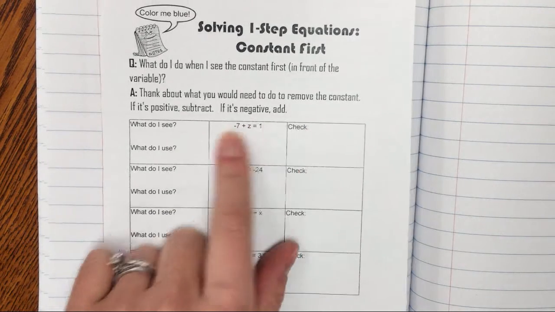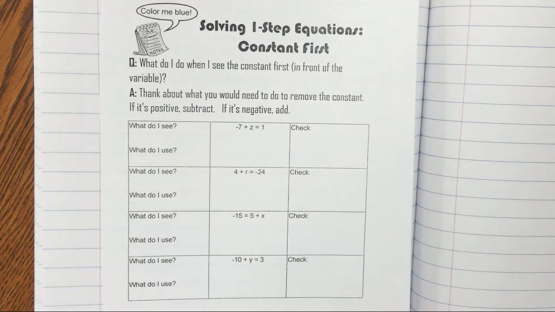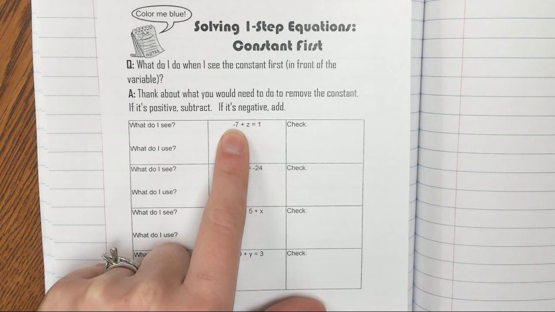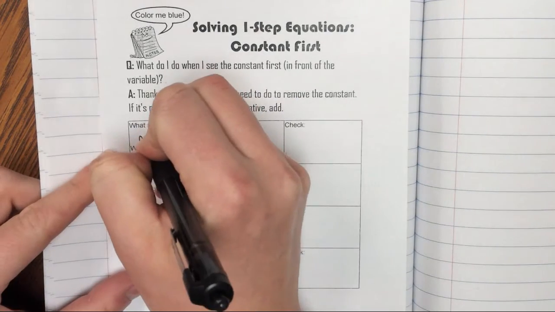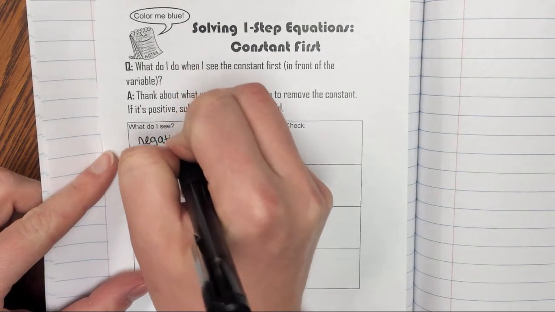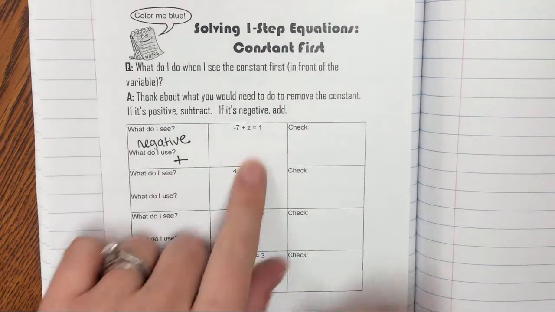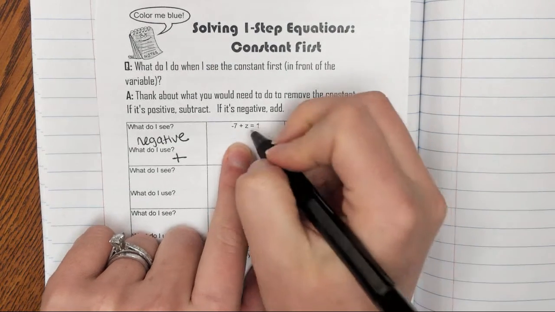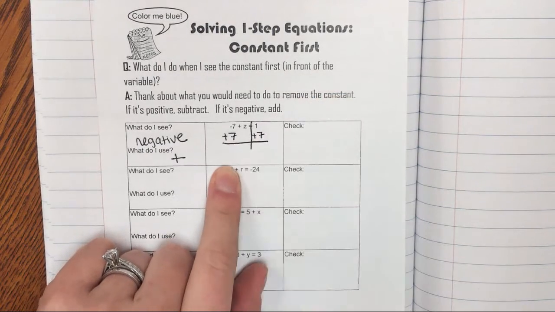So the first question right here, I have negative z plus 7 equals 1. And I have to look at what do I see. This is a little bit different than the question, what did I see, from our previous notes. In this particular example, what I see is a negative number. When I see a negative number, I'm going to need to use addition. So in order to cancel a negative 7, I'm going to need a positive 7. So I'm going to add 7 to both sides.